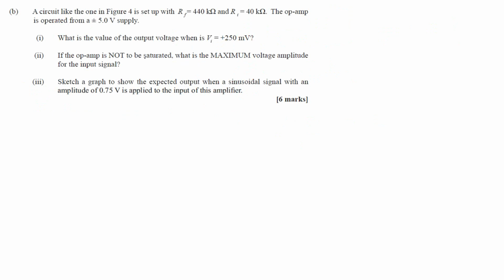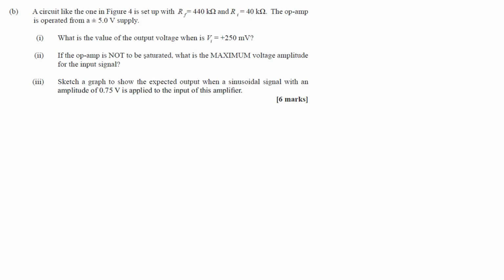Now let's just see if we can work this question quickly. I mean, it wasn't in my scope of wanting to do this, but let's see here. Let's imagine that we have a circuit like the one in figure 4 set up with a feedback resistor of that value and an input resistor of that value. It says that the operational amplifier has a supply of plus or minus 5 volts. Now that's the amount of voltage that the operational amplifier can give you, or amplify the voltage to.